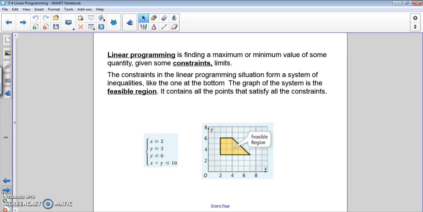So, linear programming is finding a maximum or a minimum value of some quantity given some constraints or limits. The constraints or the limits in the linear programming situation form a system of inequalities, like the one at the bottom of the page. The graph of the system of inequalities is the feasible region. So it contains all the points that satisfy all of the constraints or all of the limits that were given.